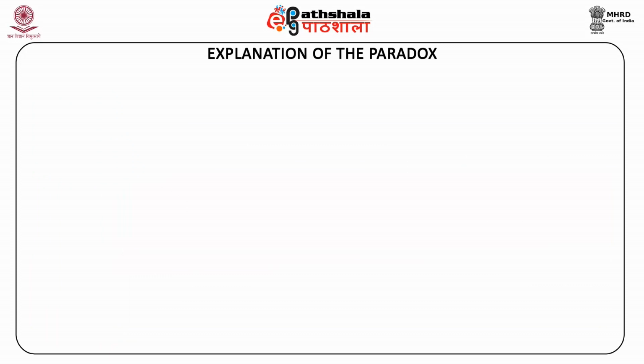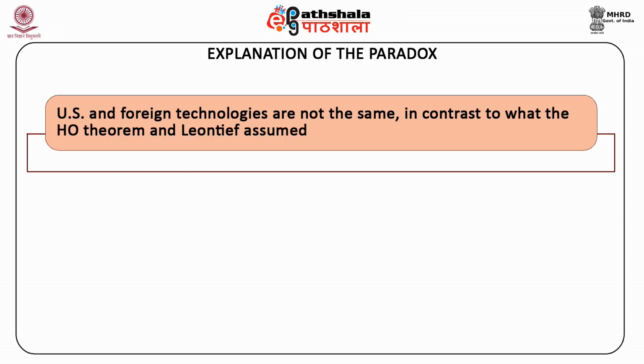Now we will discuss the explanation of the paradox. There are many possible explanations given for the Leontief paradox, which puts up the question, is the paradox real? The possible sources of the Leontief paradox bias could be due to the following reasons. US and foreign technologies are not the same, in contrast to what the HO theorem and Leontief assumed.